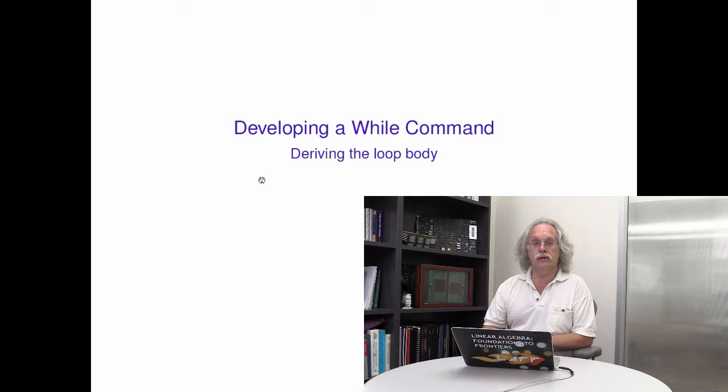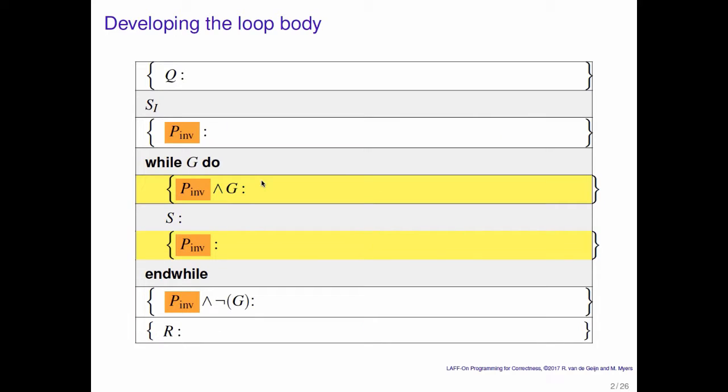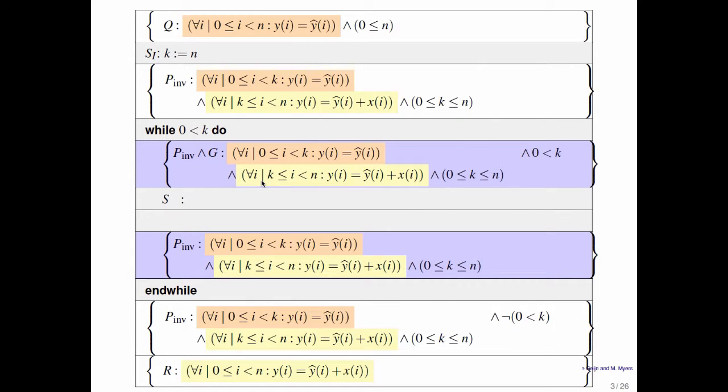So now all we're left with is developing the loop body itself, the command S in the loop body. And let's have a look at that. The part that we're now going to look at is highlighted in yellow. And we once again return to our example where we add the contents of vector x to those of vector y. And this is again the loop invariant that says that the first k elements have been left alone so far and the rest of the vector has already been updated. And in blue we highlight what we are going to look at next.